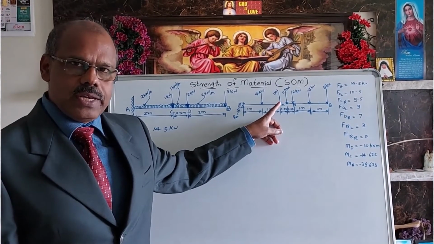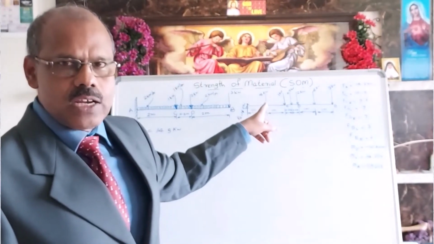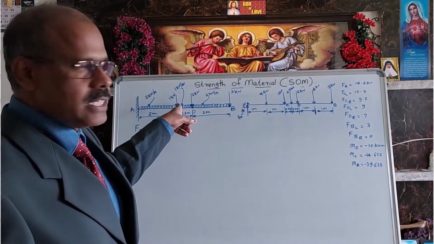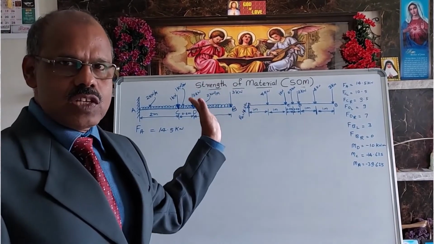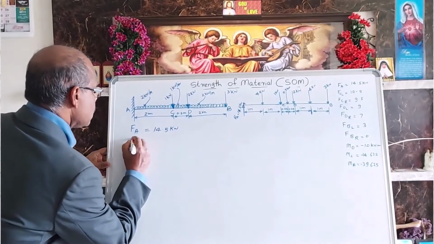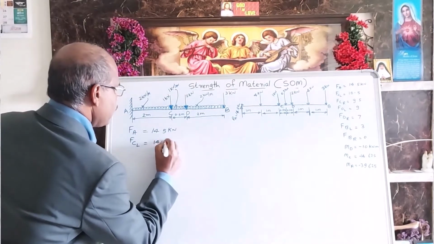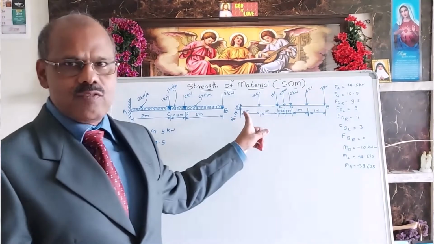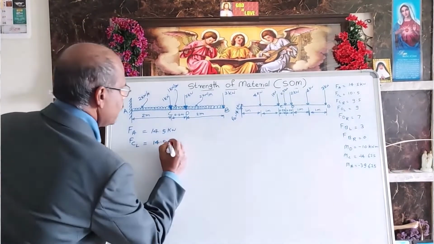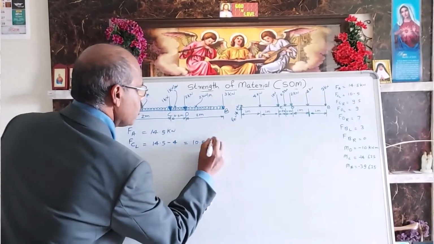Now come to the next point. Next point is C. When you go for the calculation of shear force at C, since there is a uniformly distributed load, we have to go for the left side of C as well as the right side of C. So shear force at C left side is equal to 14.5, which is going up on the left side, so it is positive. Then 4 kilonewton is there, that is going down, so it will be minus. So the answer is 10.5 kilonewton.